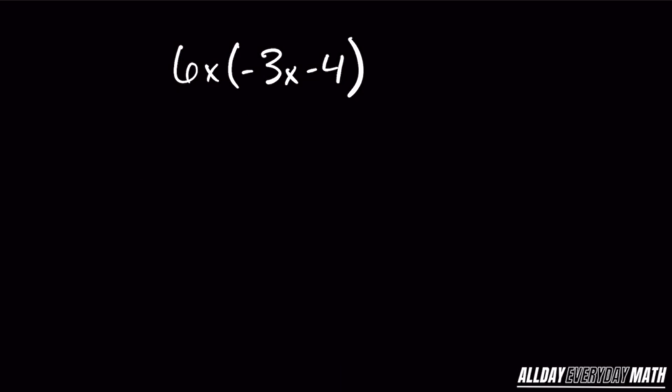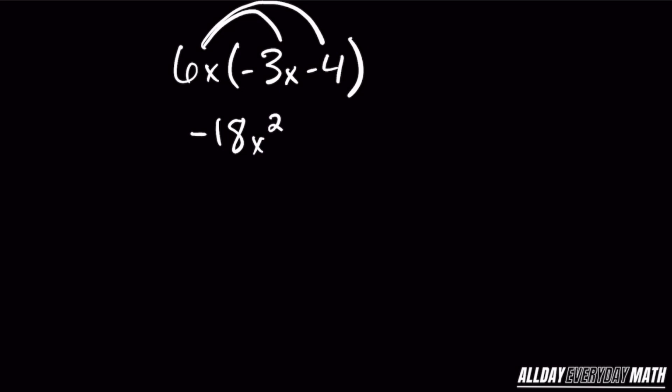Now, how do we do that? Well, we use the distributive property. So we're going to take 6x and multiply by everything inside the parentheses. We're going to multiply times the negative 3x, and we're going to multiply times the negative 4. So first, what is 6x times negative 3x? Well, obviously 6 times negative 3 is negative 18, and then x times x is going to give us x squared.